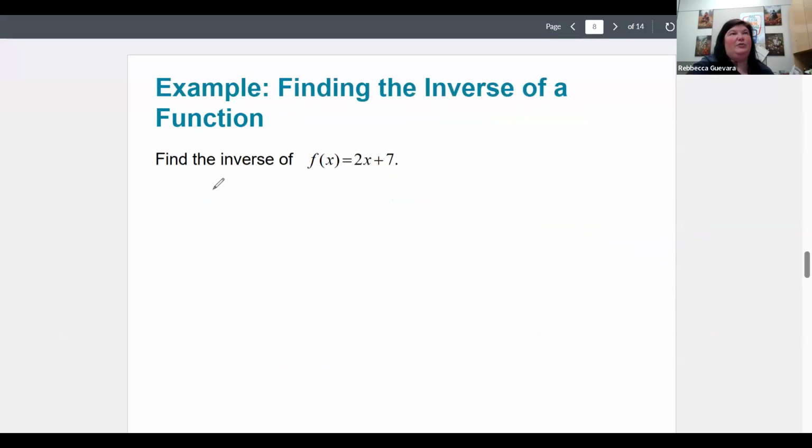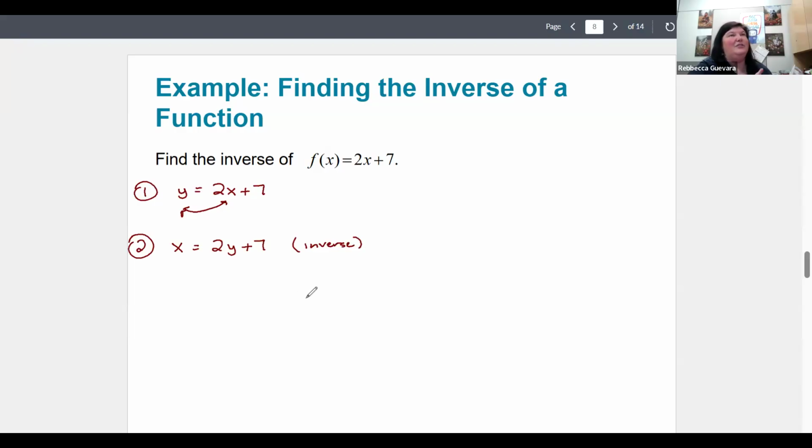So we are going to find the inverse of f of x equals 2x plus 7. Our first step is we're going to replace f of x with y. So we have y equals 2x plus 7. Our next step is we're going to switch our domain and range, or we're going to switch our x and y. So now we have x is equal to 2y plus 7. So this is where we get the inverse.